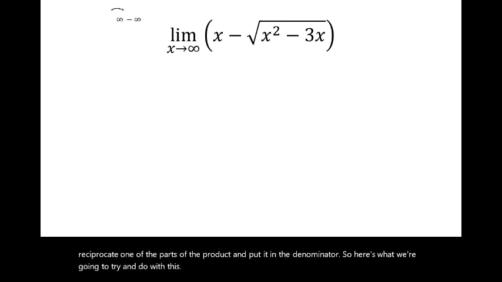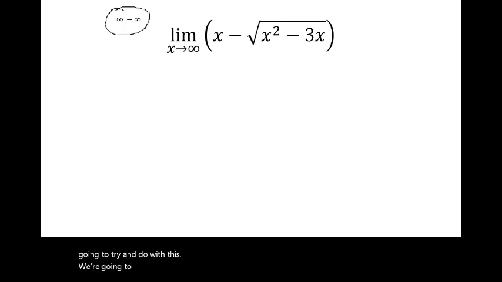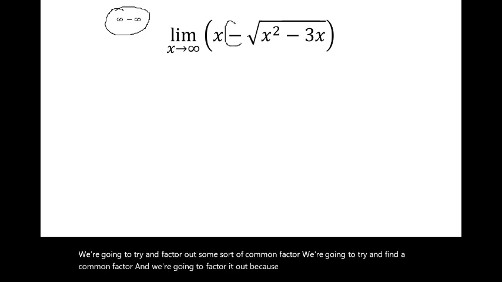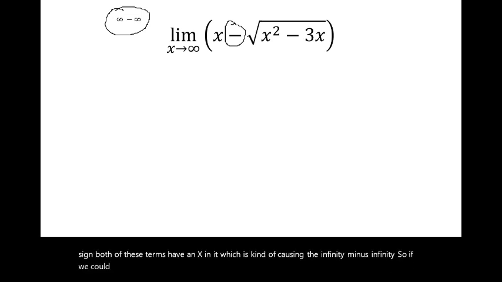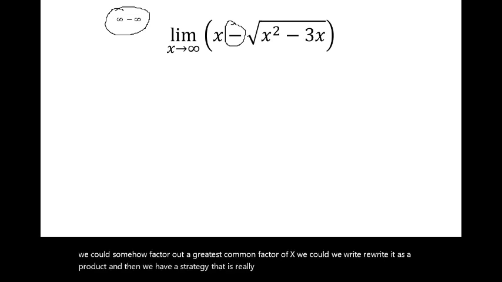We are going to try and factor out some sort of common factor. We're going to try and find a common factor, and we are going to factor it out because on either side of that central minus sign, both of these terms have an x in it, which is kind of causing the infinity minus infinity. So if we could somehow factor out a greatest common factor of x, we could rewrite it as a product, and then we have a strategy that is really easy to use for products.